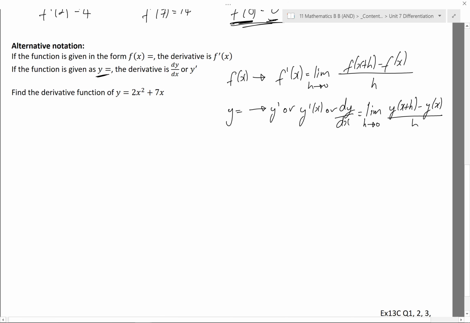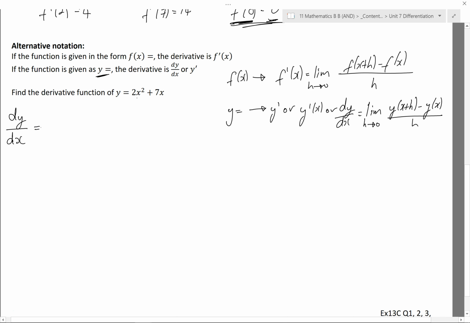Alright, so I'll have a go at this slightly more difficult example. I don't even have the graph for this one, but it doesn't matter. I can still do the problem with no issues. So find the derivative function, so find the rate of change at any point of this function y equals 2x squared plus 7x. I'm going to use the dy dx notation just because it's new and fresh and exciting. Okay, just another way of writing the derivative.